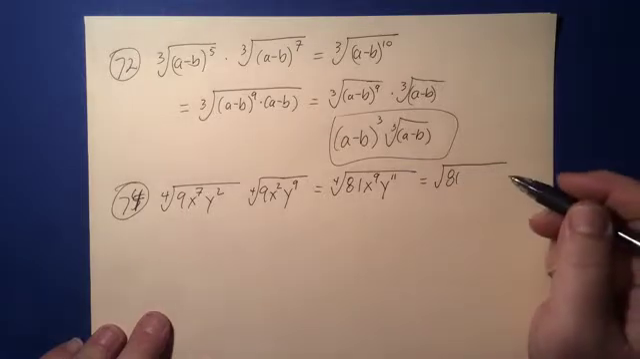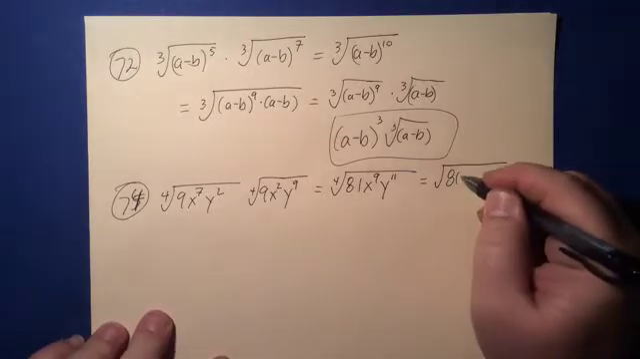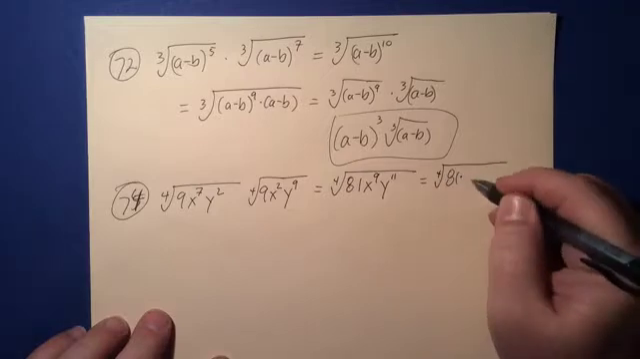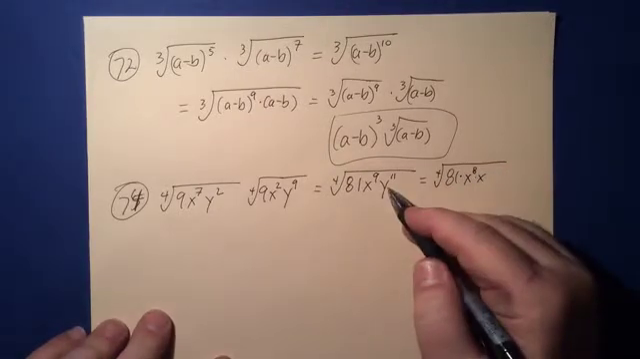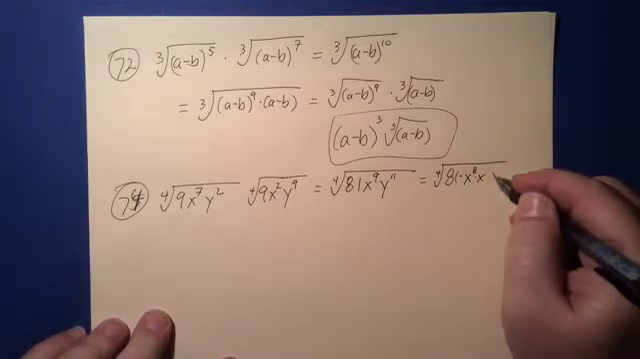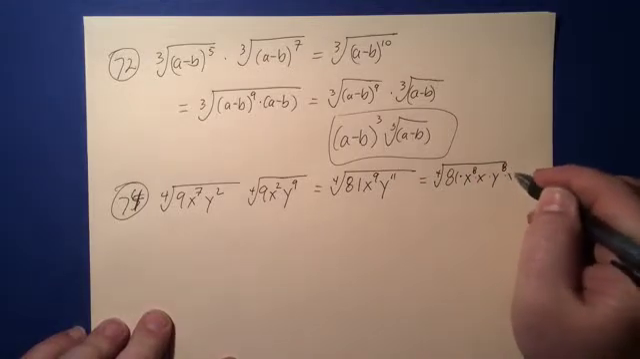So I'm going to write this first. 81 is a perfect fourth root. Its root is 3 times its fourth root. X to the 8th times x. Well, the largest one will be 8 here, so this is going to be y to the 8th times y to the 3rd.